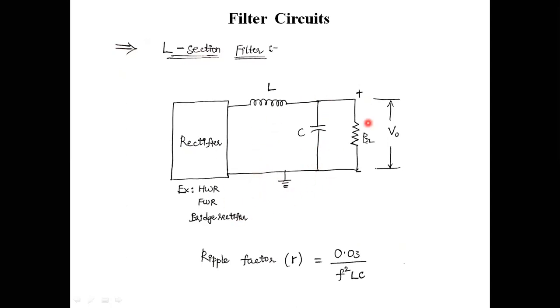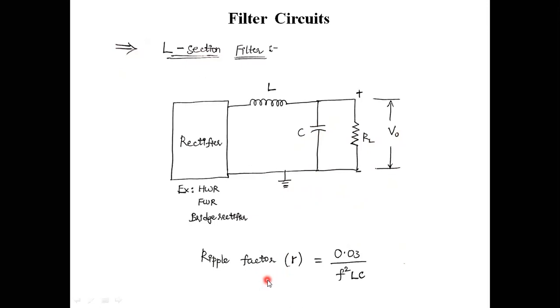For this circuit, the ripple factor is given by gamma is equal to 0.03 by F square LC. The L value we are going to place here, and the capacitor value here. This is the frequency component; frequency is provided from it. By providing L and C values, I can find out the ripple factor gamma in the L section filter. The rectifier may be a half wave rectifier, full wave rectifier, or bridge rectifier. This is the generalized diagram for the L section filter, and this is the ripple factor term for the L section filter.